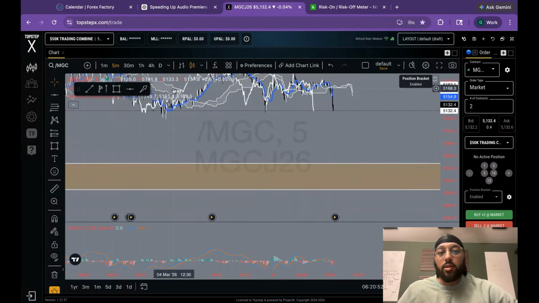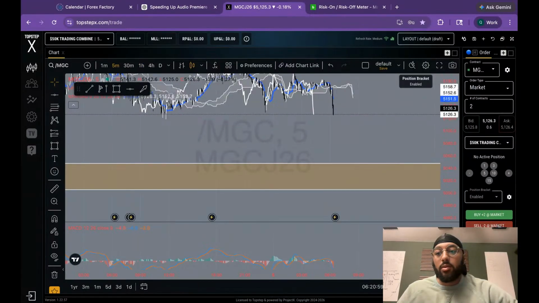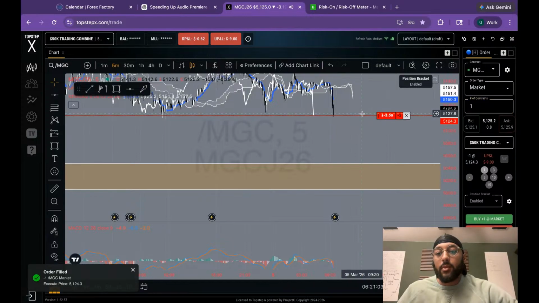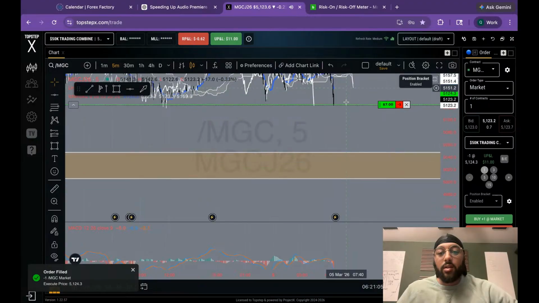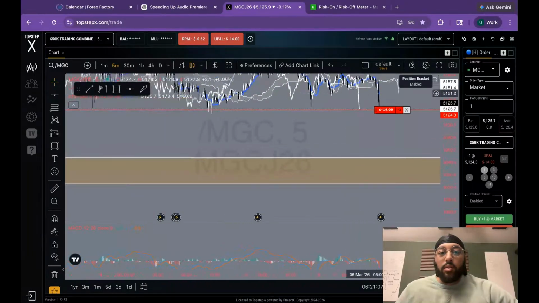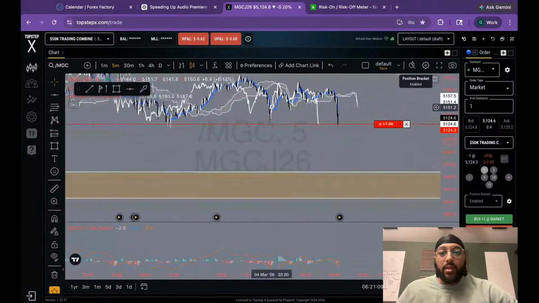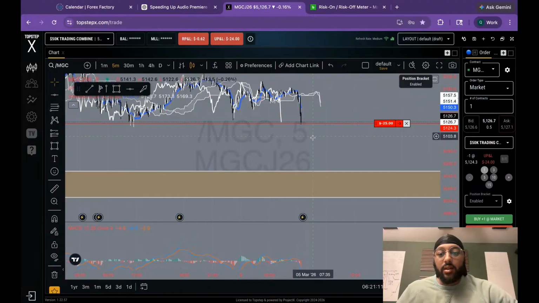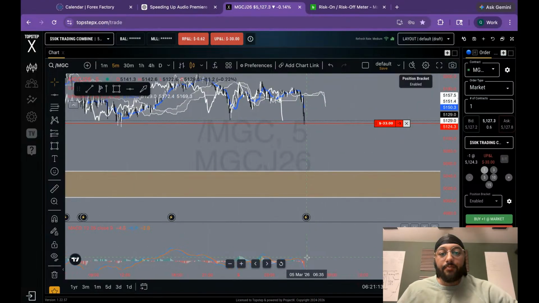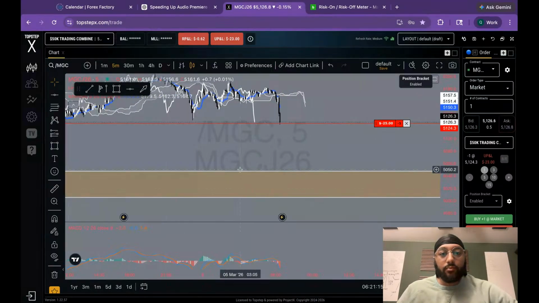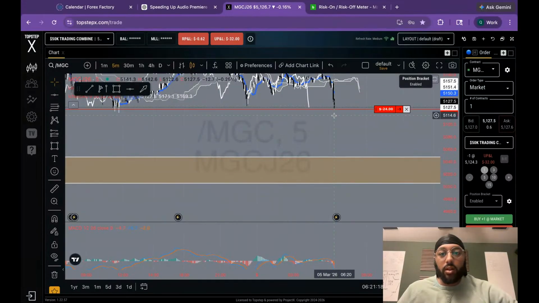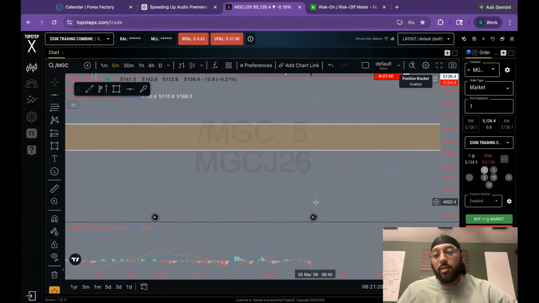And let's see here. I honestly like the way this is setting up. I'm going to take this. Let's see where we go from here. See if we can push out of this area, have good volume. Two really strong candles there. Yeah, let's walk through this.